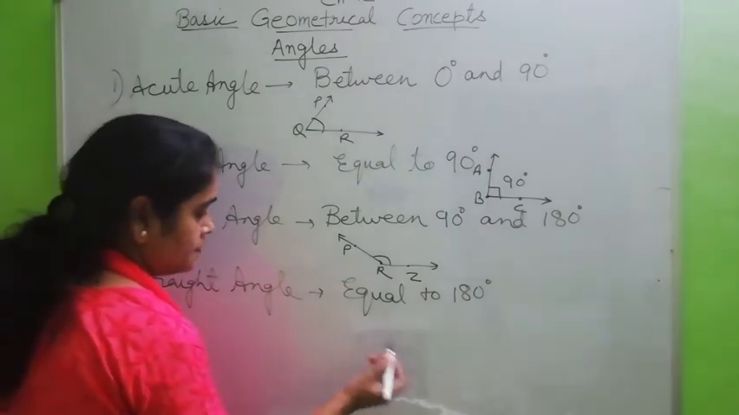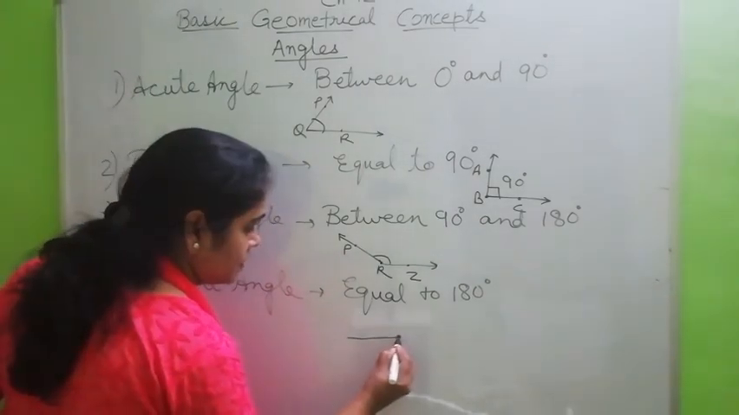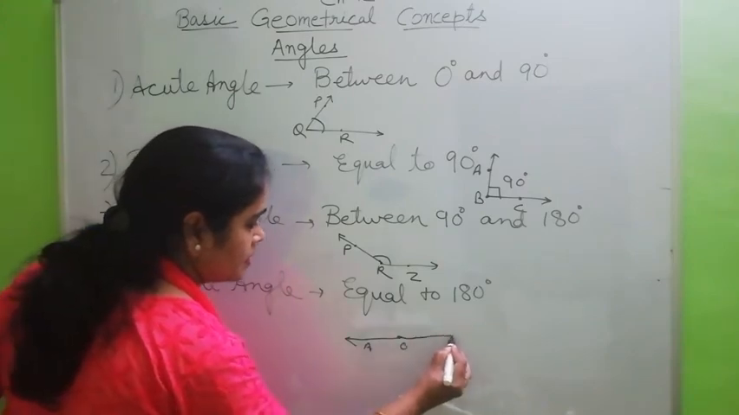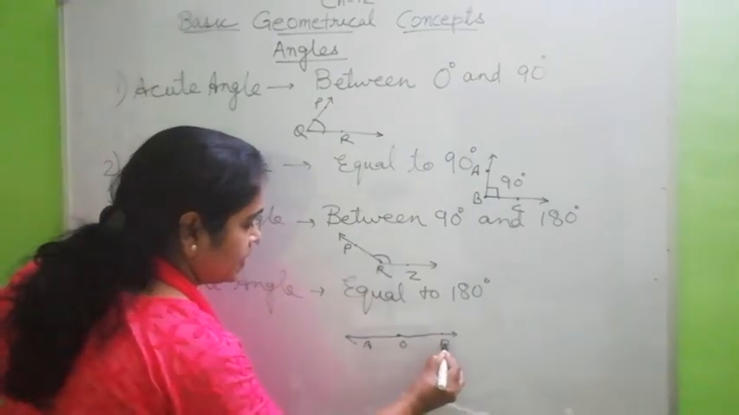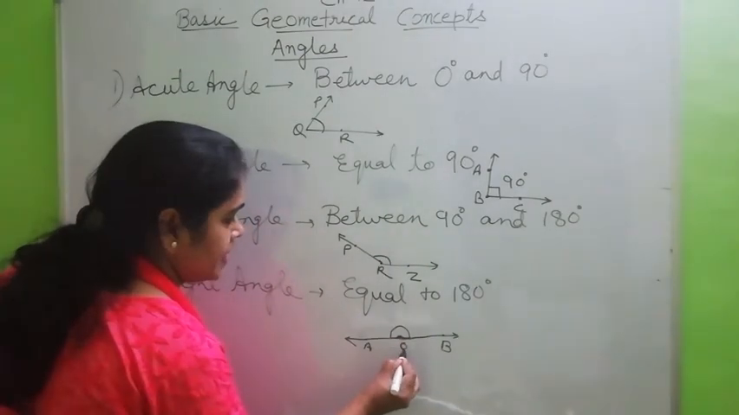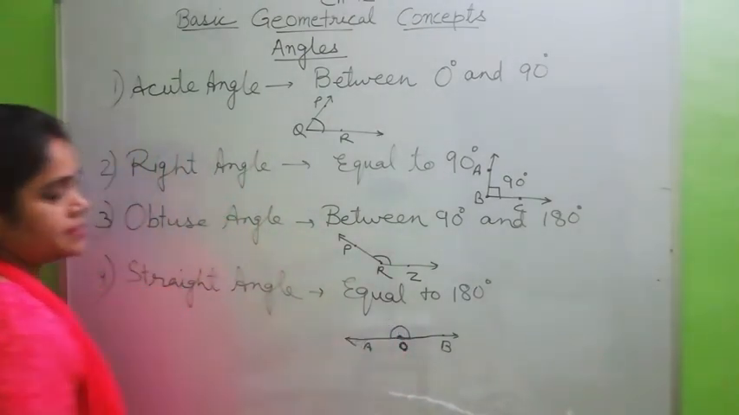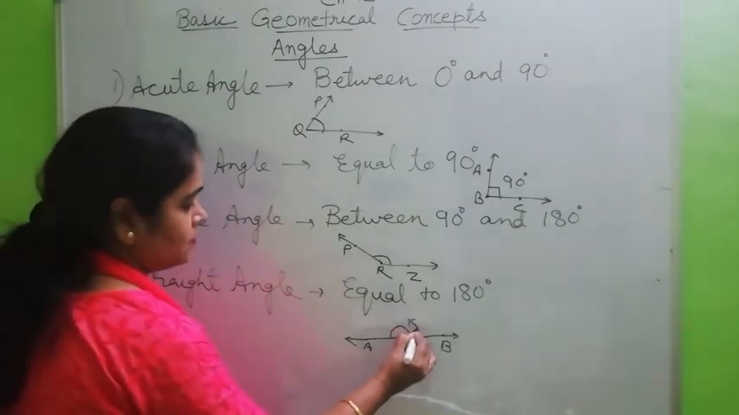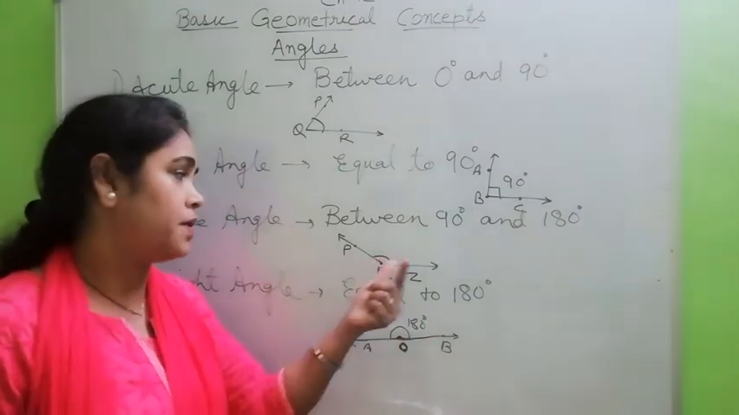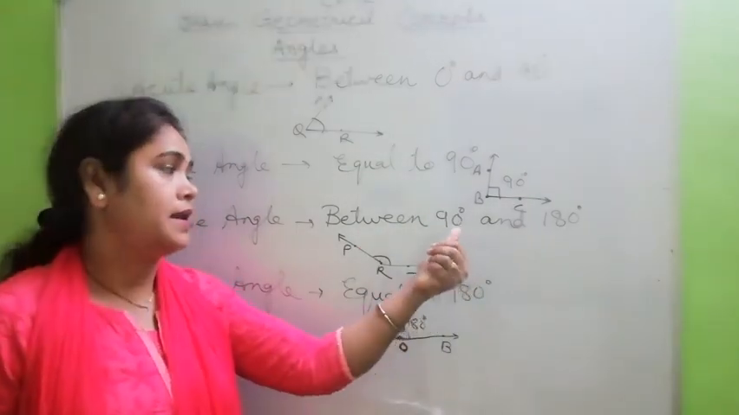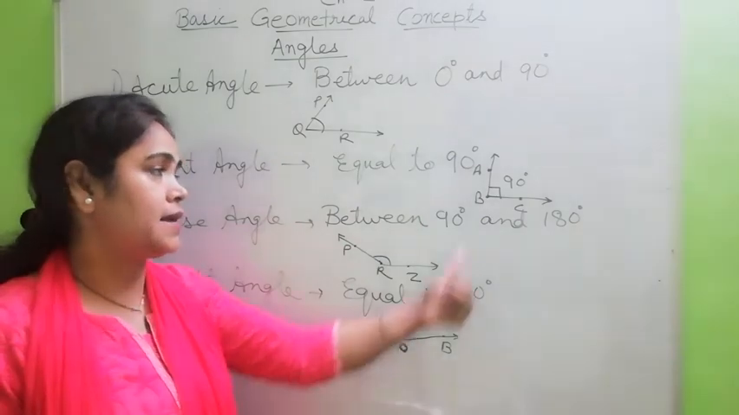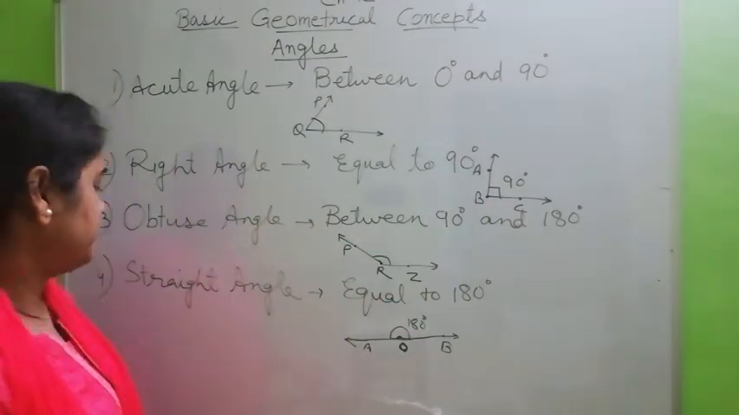So you see the picture, suppose one ray OA is there, another ray OB is there. So they are forming 180 degree at the vertex. So this value is always equal to 180 degree. Here I am not writing a value because they are between 180 and 90, but here it is equal to 90 degree, it is 180 degree, and it is equal to 90 degree.